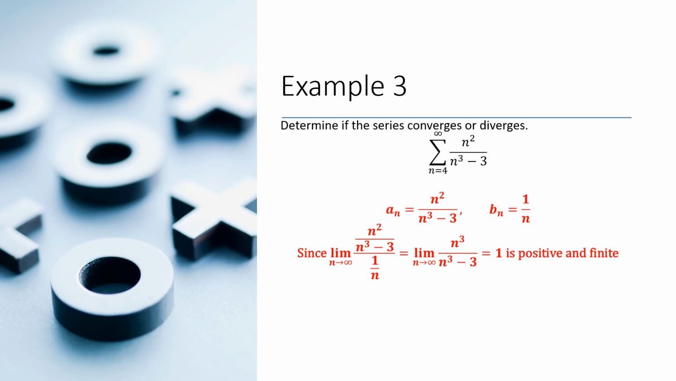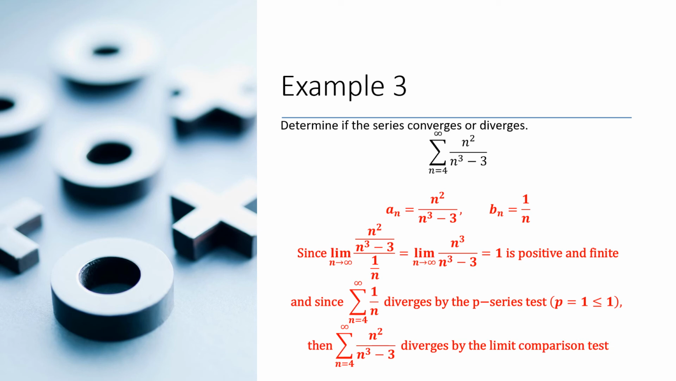All right, so when I take that limit and simplify it out, I get the limit as n approaches infinity of n cubed over n cubed minus 3. That limit equals 1, which is a positive and finite number. So now, since I know that the sum from n equals 4 to infinity of 1 over n diverges by the p-series test, since p equals 1, which is less than or equal to 1, I know that my function also diverges by the limit comparison test.